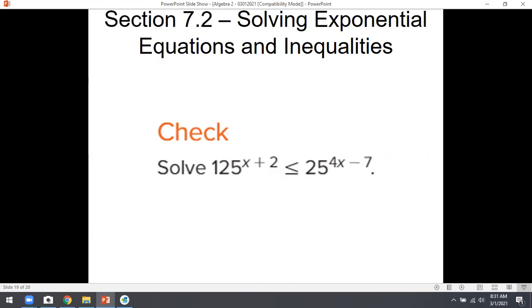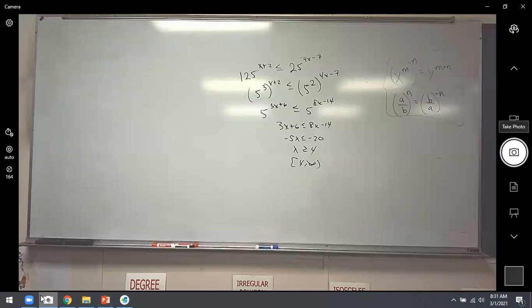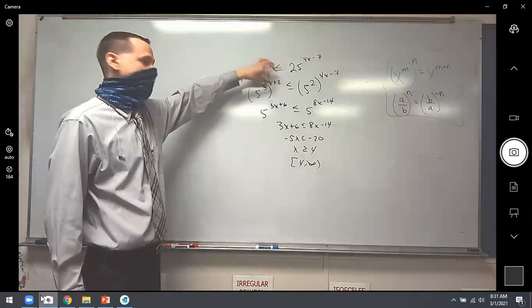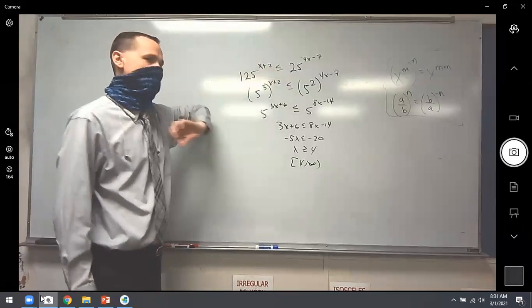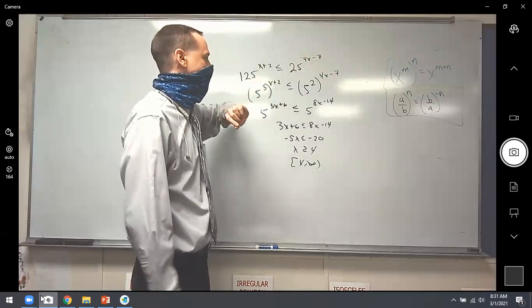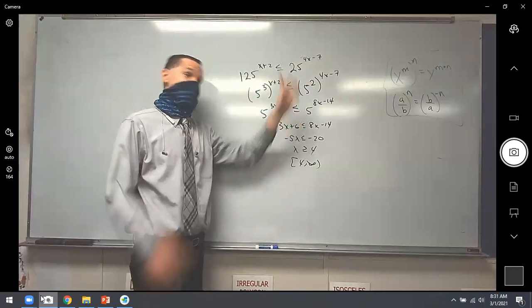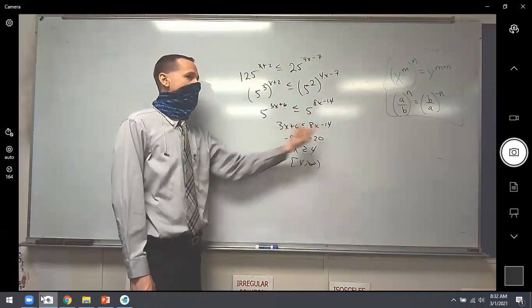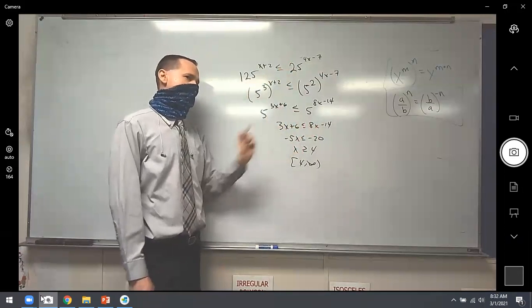After you recognize that things are 5 raised to powers, you should write them as such. 125 was 5 cubed. 25 was 5 squared. And of course, when you have powers raised to other powers, make sure you multiply them together. So 3 times all of x plus 2 is 3x plus 6. And 2 times all of 4x minus 7 is 8x minus 14. And once you got the bases the same, you just ignore them. They're gone now. Now these exponents are compared.